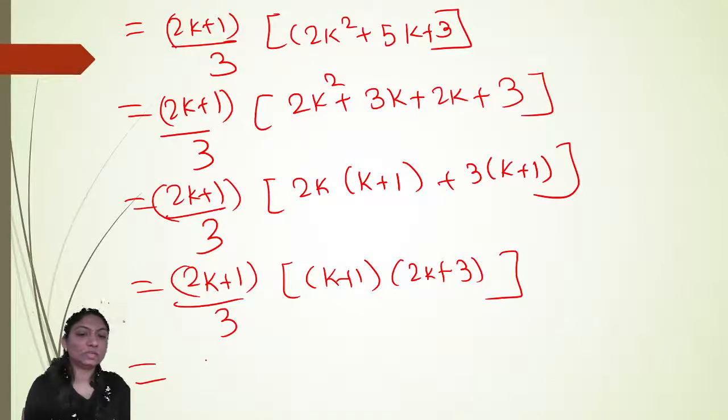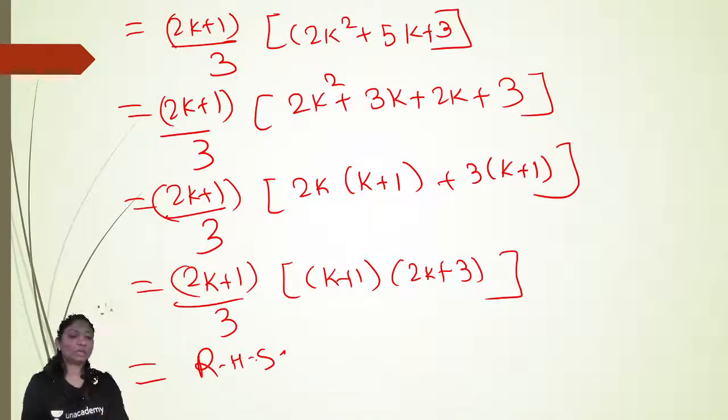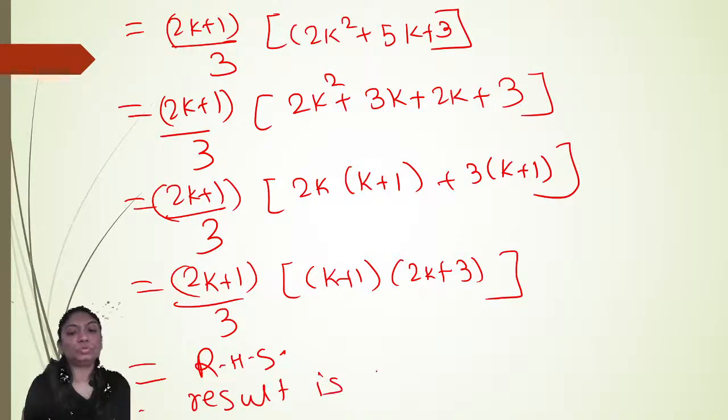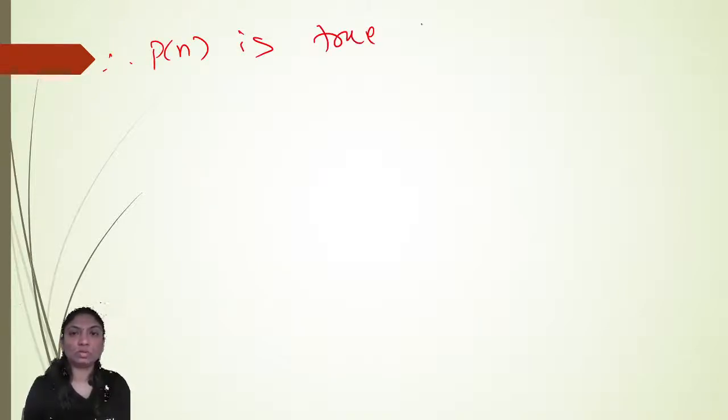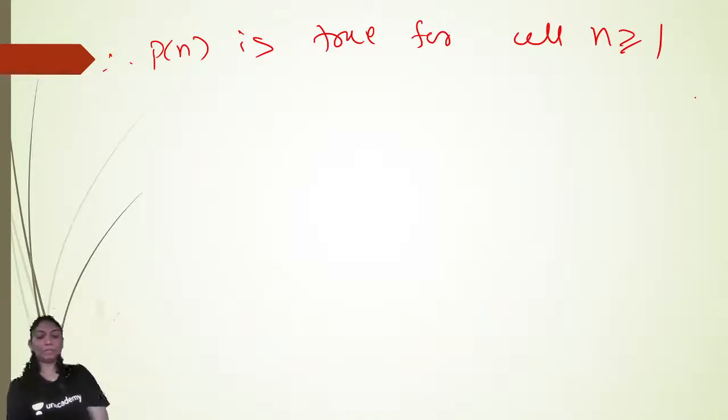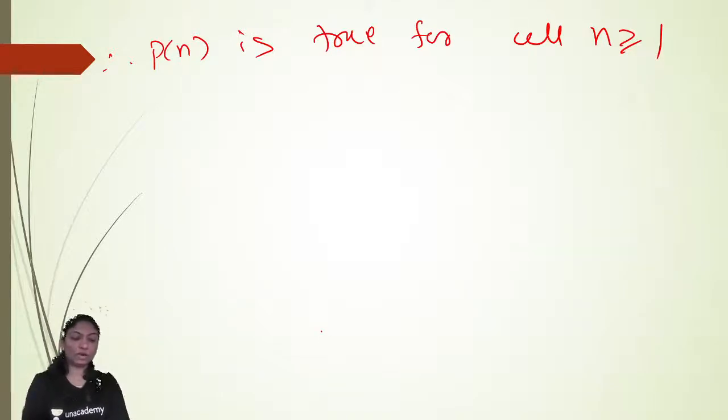K plus 1 equal to, therefore the result is true for n is equal to k plus 1, and therefore the result holds for all natural numbers n. Therefore P of n is true for all n greater than or equal to 1. Therefore the result is true for all n greater than or equal to 1.